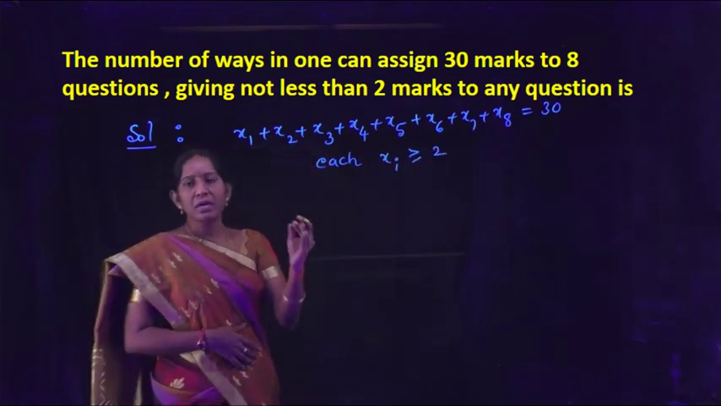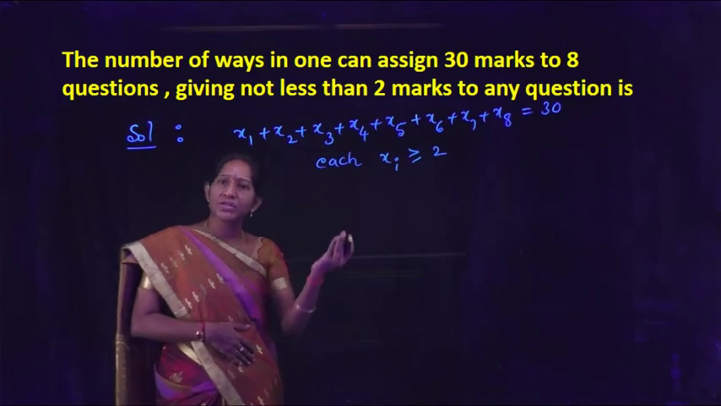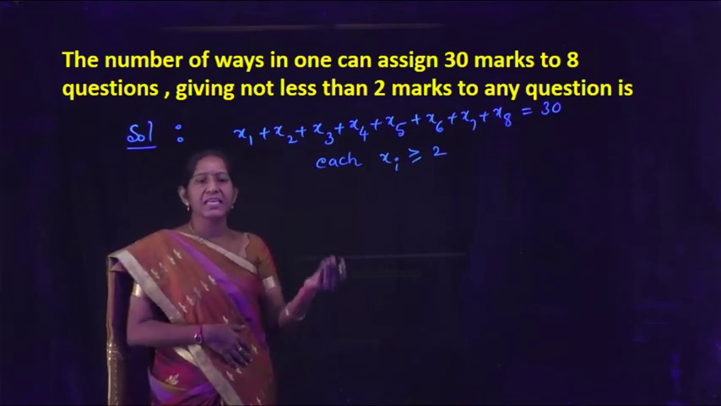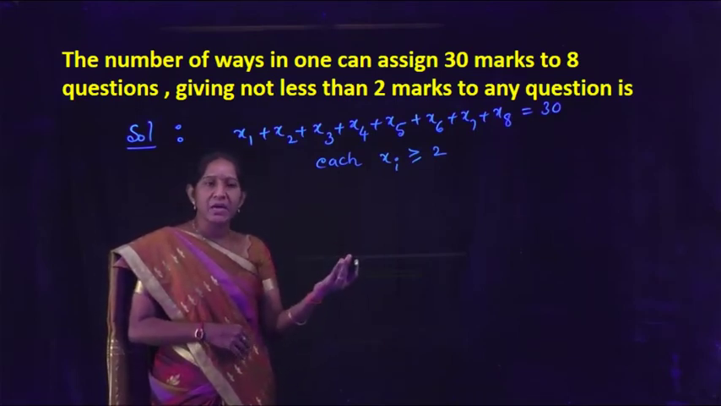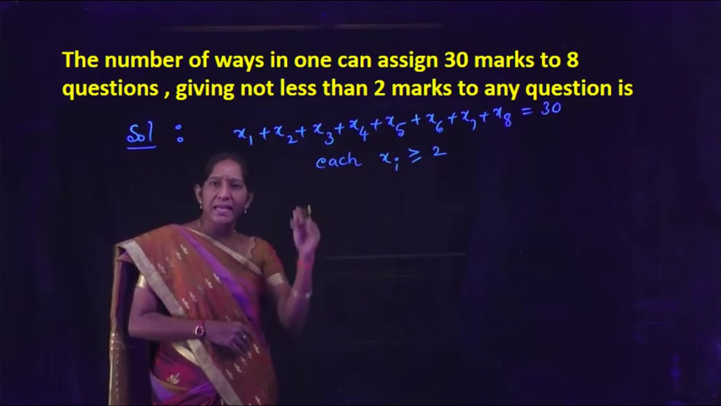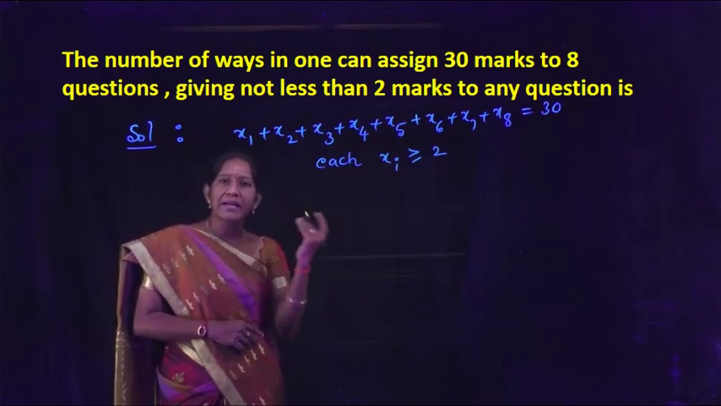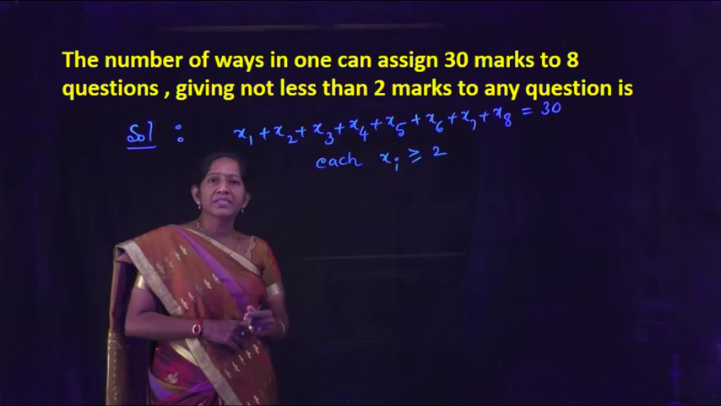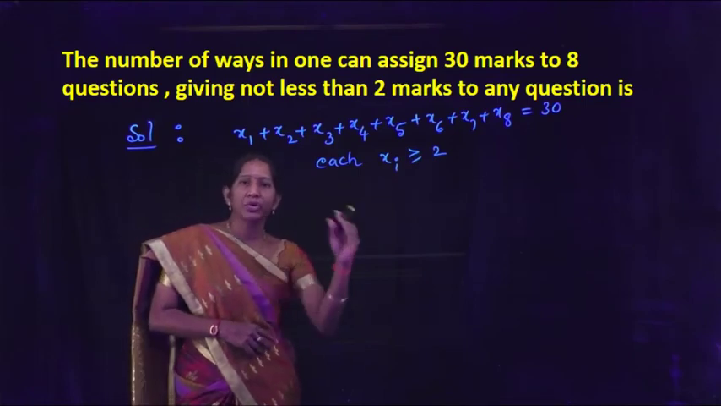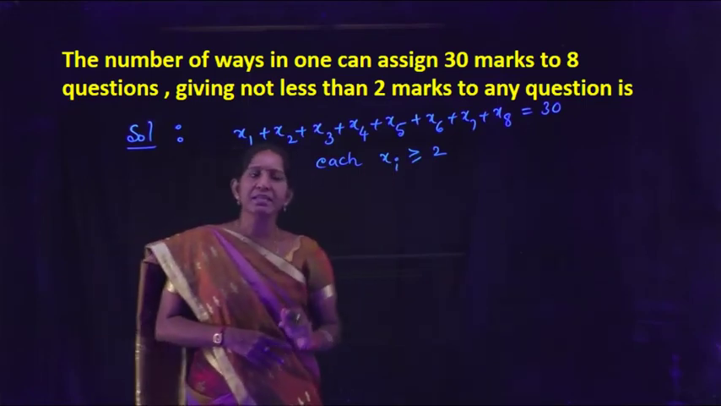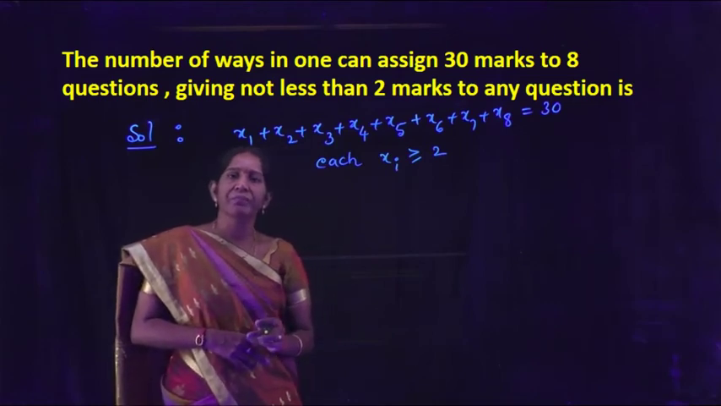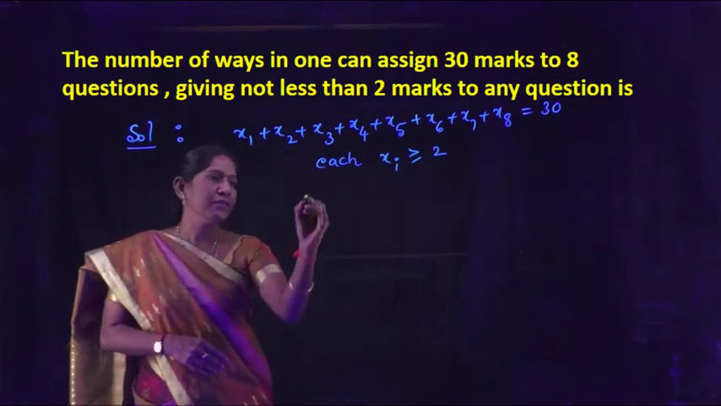We have each xi greater than or equal to 0, required number of ways is n plus r minus 1 C r minus 1. Each xi greater than or equal to 1, required number of ways is n minus 1 C r minus 1. But we don't have the formula here for each xi greater than or equal to 2. Then see how to convert this one.